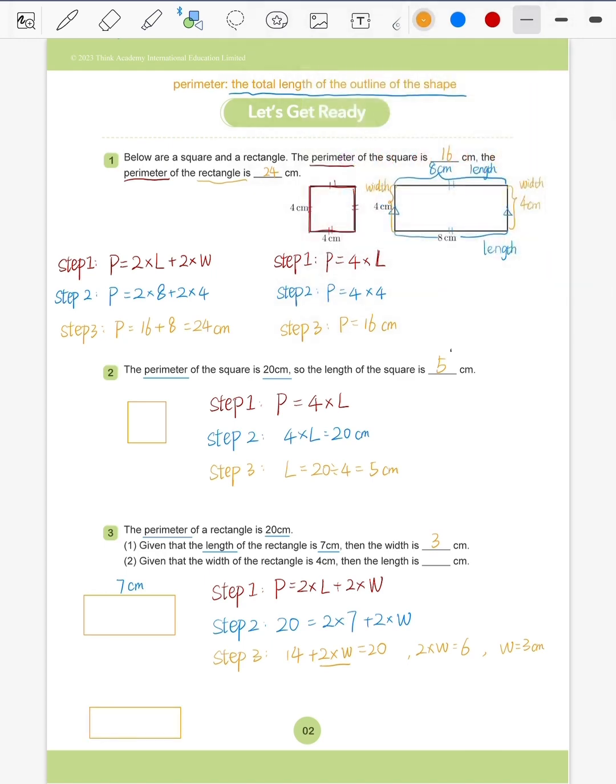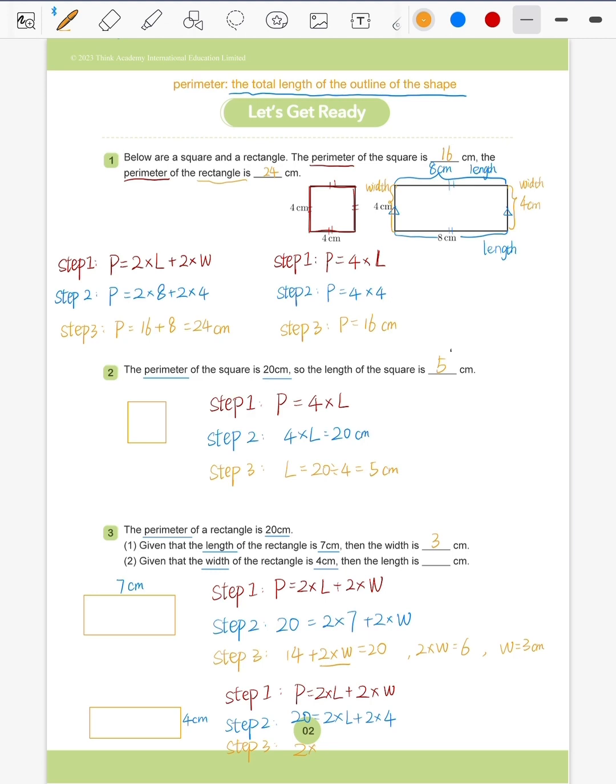Okay, and for the second question, the known information is the width is 4 centimeters. So we can mark 4 here. And then think about the formula of the perimeter of the rectangle is still 2 times the length plus 2 times the width. And we know the width is 4 centimeters and also the perimeter of the rectangle is 20 centimeters. So step 2, we can put the numbers in. So 20 will equal 2 times the length plus 2 times 4 because we know the width is 4. And then we can go to step 3.